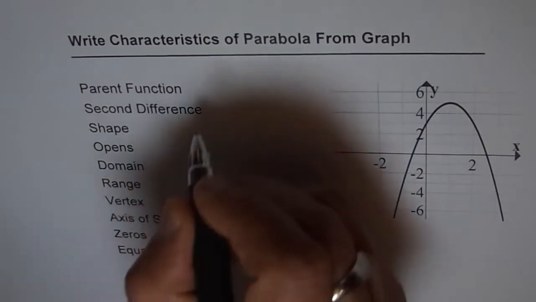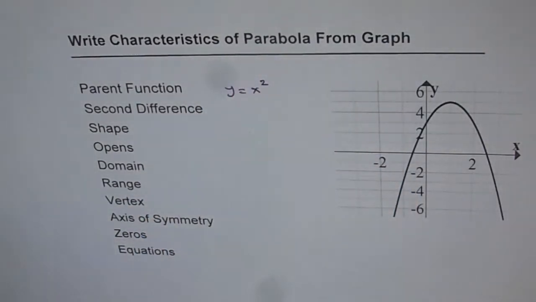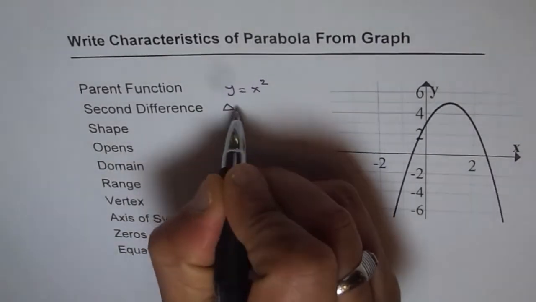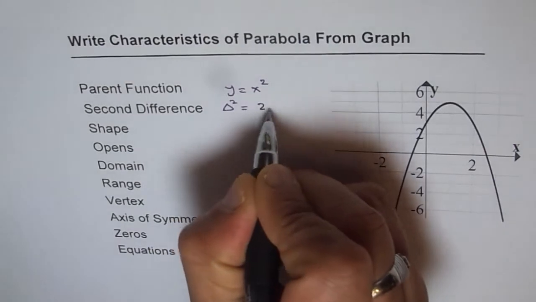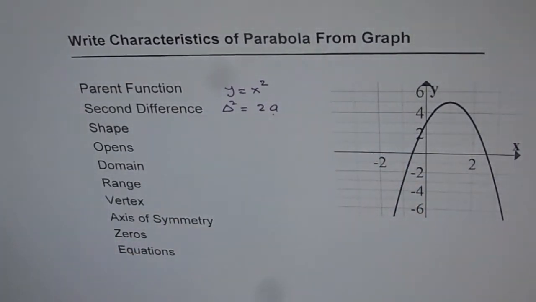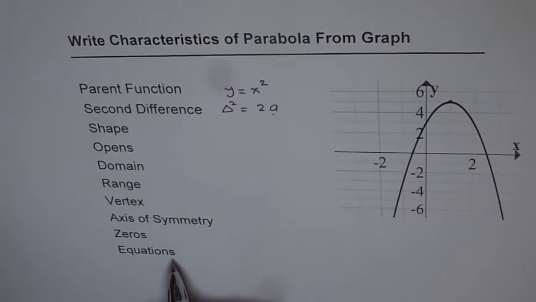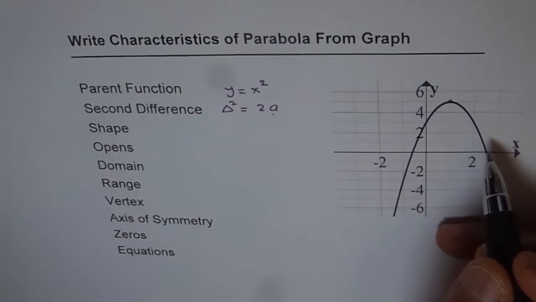Parent function for parabola is y equals x squared. And second difference is kind of critical and difficult for some to find unless you know the tricks involved. Second difference, as I've discussed earlier, is basically 2 times a, where a is the leading coefficient for the parabola. Now how to find a? You can find a from the graph, or from the equation of course. When you write down the equation, you know what a is. The second is from the steps.